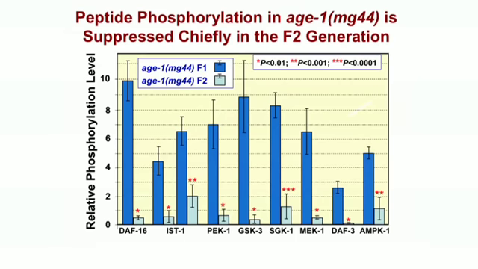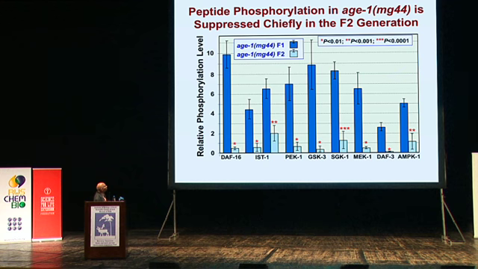So this is just a graph of some of those results to show you that a variety of different substrates are knocked down by huge factors in the very long-lived second generation, even compared to the first generation.